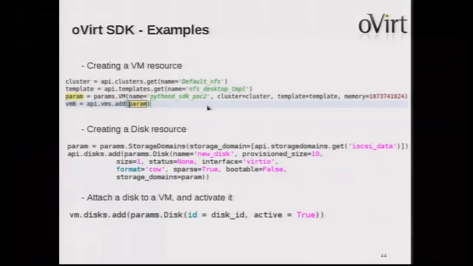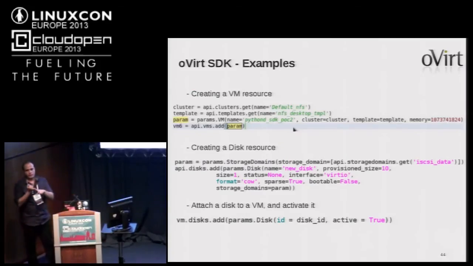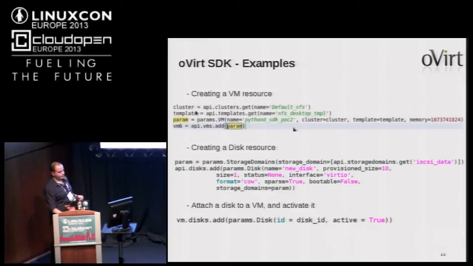Here is an example for creating a new VM. In order to create a VM, I need to say what cluster I want the VM to be in, and from what template to create it, and that's practically it. I can pass more parameters, but these are the mandatory ones. First of all, I get the specific cluster I want. Then I get the template I want. Then, in this example, we created a new params.vm object, giving all these parameters and adding the memory I would like the VM to have. Then I'm accessing the VM's collection, issuing an add action, passing the parameter that I've created, and that would create a new VM resource.